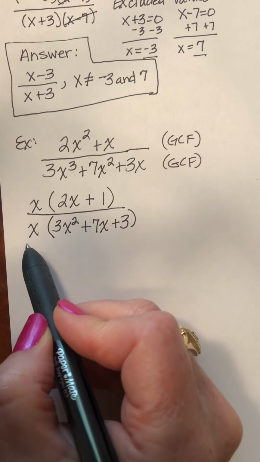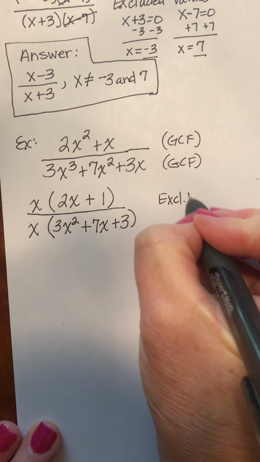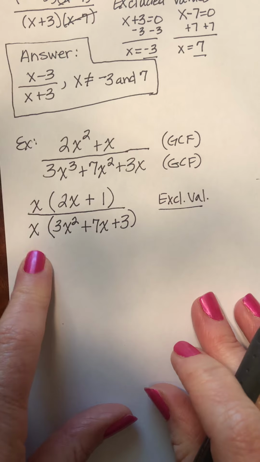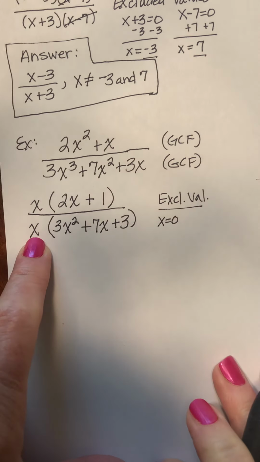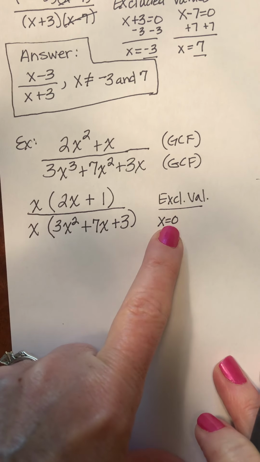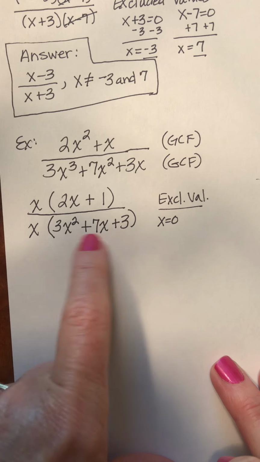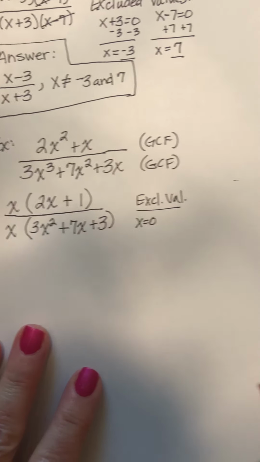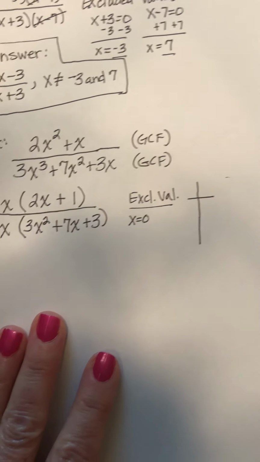So you can cancel that out, but now remember, we have to talk about our excluded values. So this is a little different than before. I can set that x equal to 0, okay? So that's definitely going to be one of your excluded values. When we look at this part, it looks like it could be factored, kind of like we did in the first problem. So I'm going to try and do a factoring of this. And let me pull this back over.